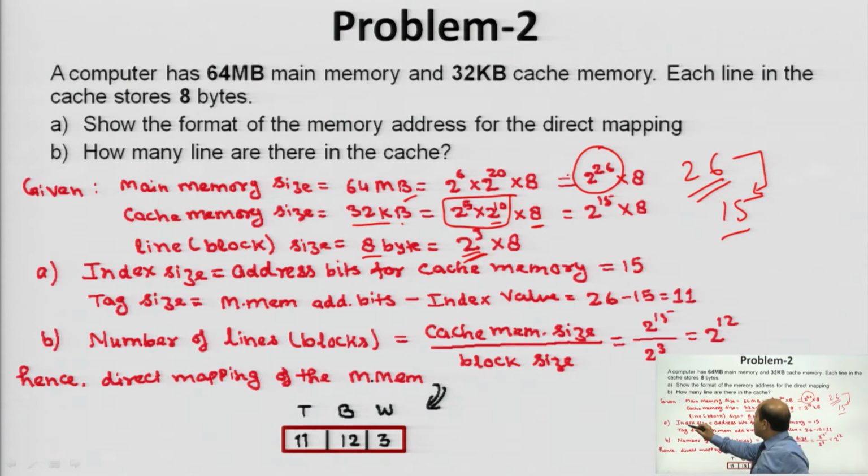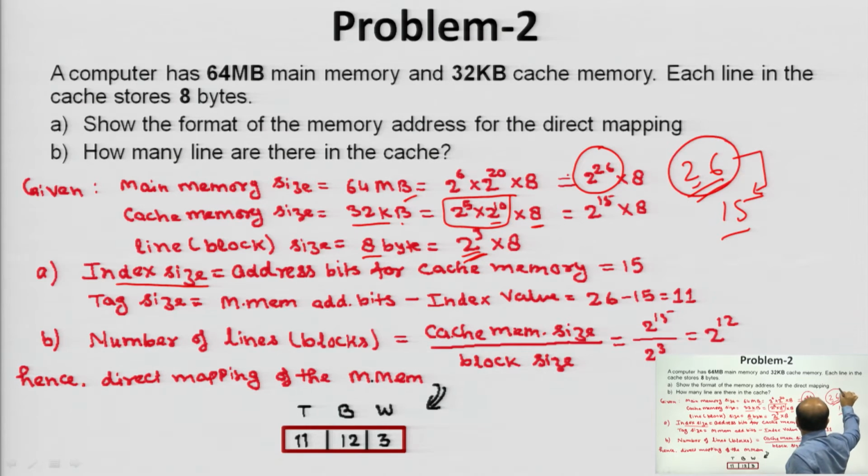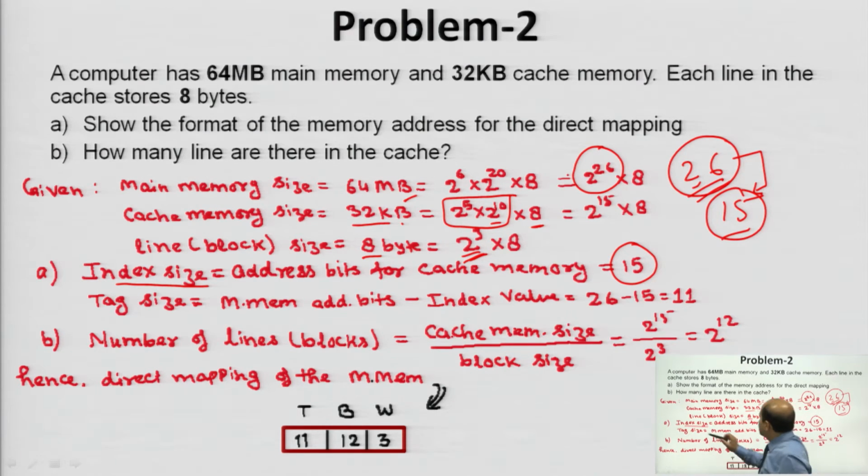Now, calculate the index size. Here 26 bits are required for the main memory address and 15 bits are required for the cache memory. So, index size is nothing but the address bits for cache memory, that is 15. So, index size comes as 15. The remaining bits, that is main memory address minus index value, will become the tag size. So, tag size will be equal to 11 in this case.